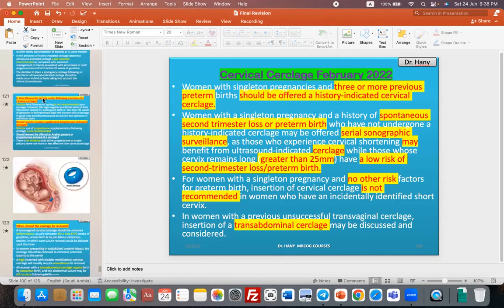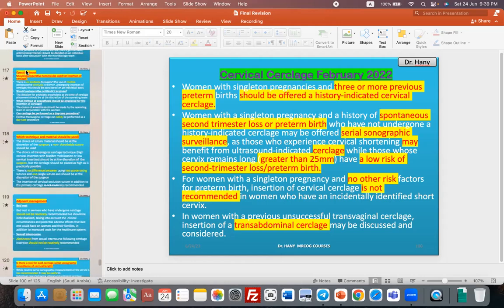Sir, I want to ask how we do serial scanning for this preterm labor. Transvaginal cervical assessment. How often? Weekly, or 2 weekly? Every 2 weeks. Okay, sir.